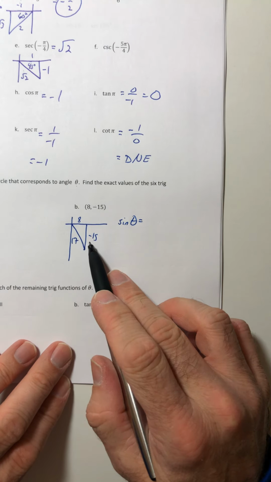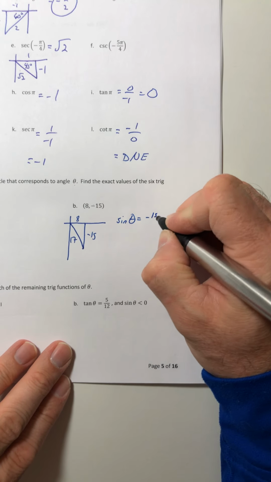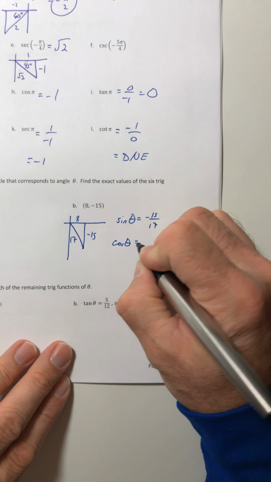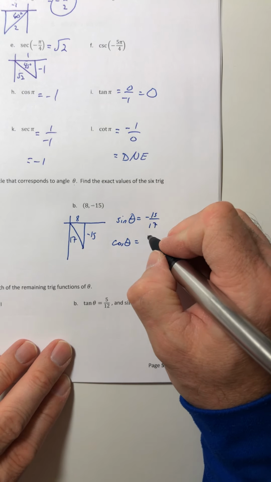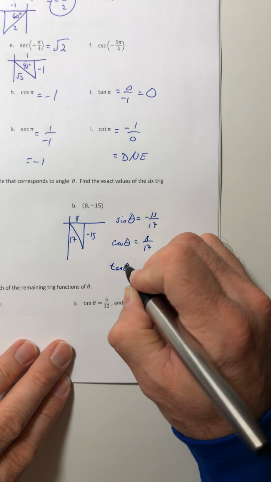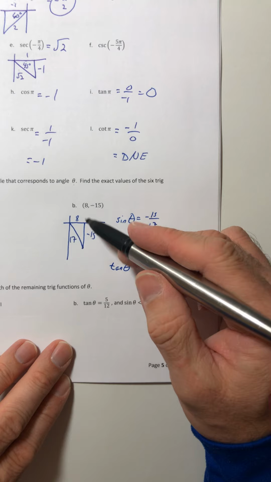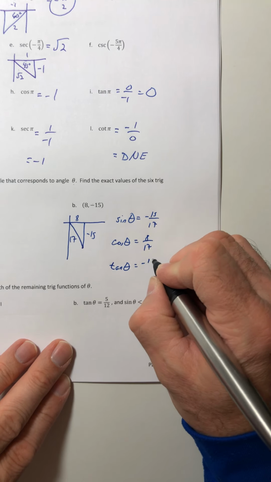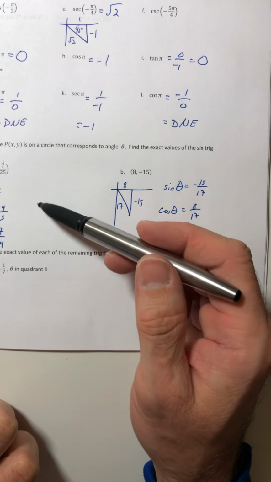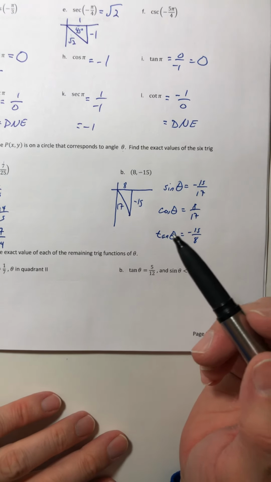Sine of theta, negative 15 over 17. Cosine of theta, 8 over 17. And tangent of theta would be negative 15 over 8. Okay, so I'll leave you guys to figure out the rest of them. They're basically just the reciprocals.